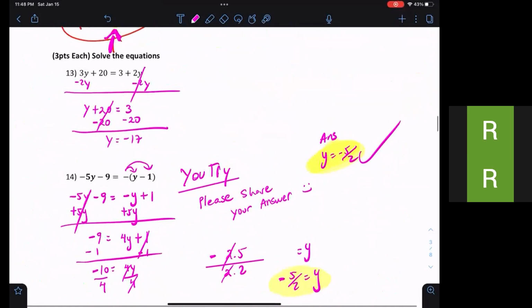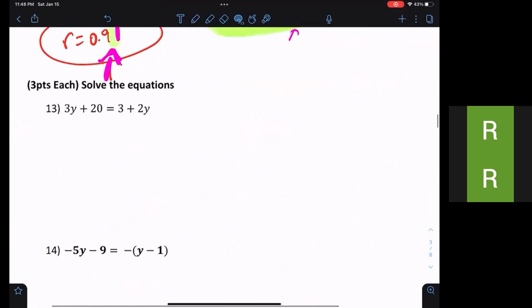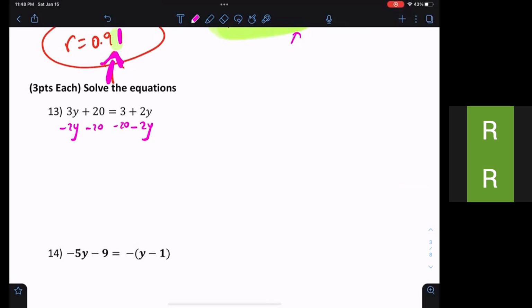Okay, next question. I'm sorry about taking a long time, but I want you to understand that. Solve the equation. We just need to subtract 2y on both sides, and then combine like terms. So we subtract 20 on both sides as well. The y cancels out and you get -17, and this cancels out. So that's the answer. I did it in multiple steps this time. If you didn't get it, here is what I did.